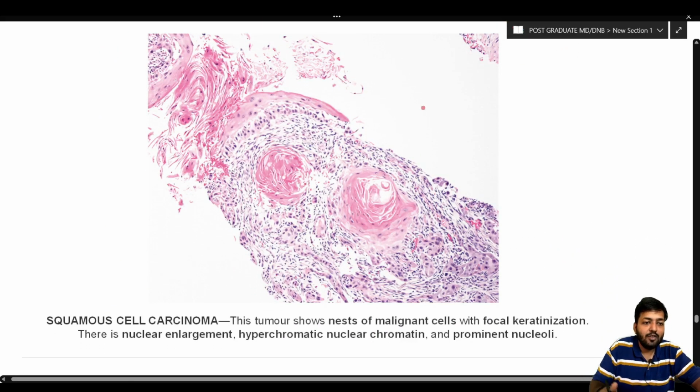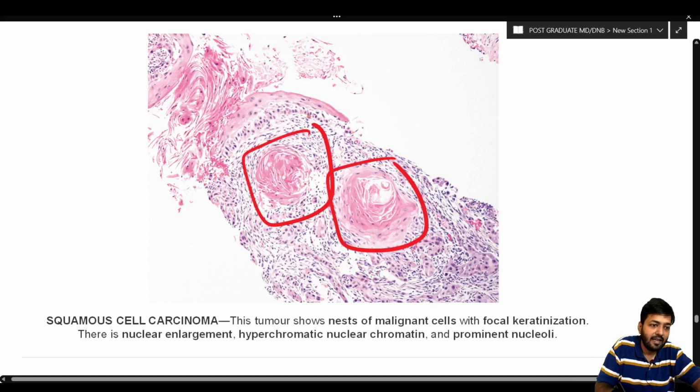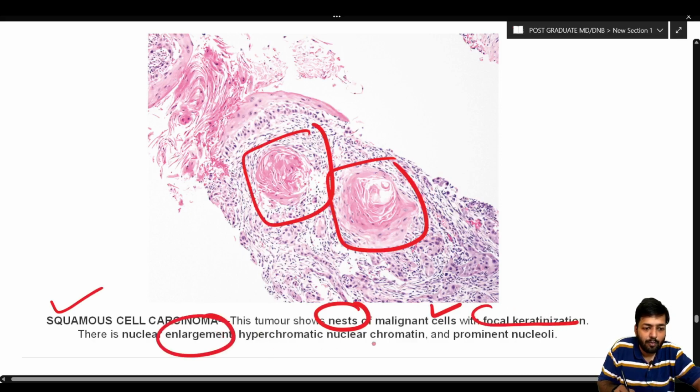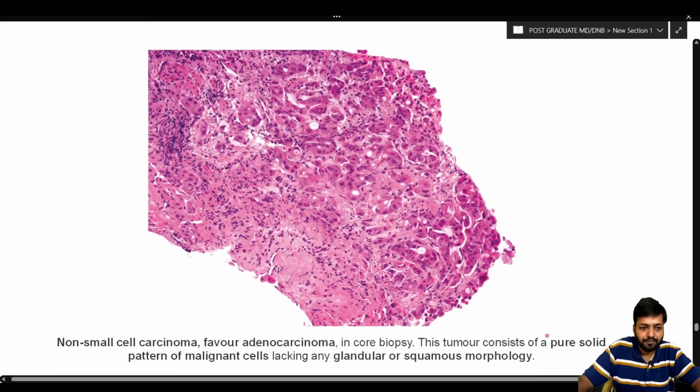Now over here, as you can clearly see, the keratin pearls. So you can classically see the keratin pearls. So this you can straightaway write as squamous cell carcinoma. The tumor is showing nests of malignant cells with focal keratinization. There is nuclear enlargement, hyperchromatic nuclear chromatin as we can see, and the prominent nucleoli. So this is very much squamous cell carcinoma.